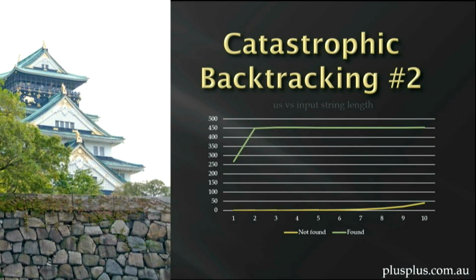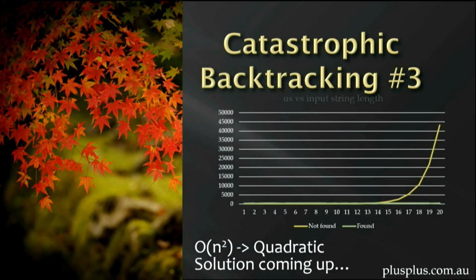So if the input string length isn't too long, it's fairly flat for if it finds it. But if it doesn't find it, that's when the backtracking happens, and then it goes, well, that's not too bad at the bottom. In fact, found was taking longer, but when the input string gets longer, we've got ourselves quadratic performance, O of n squared, and that's, how do I say this? Bad.